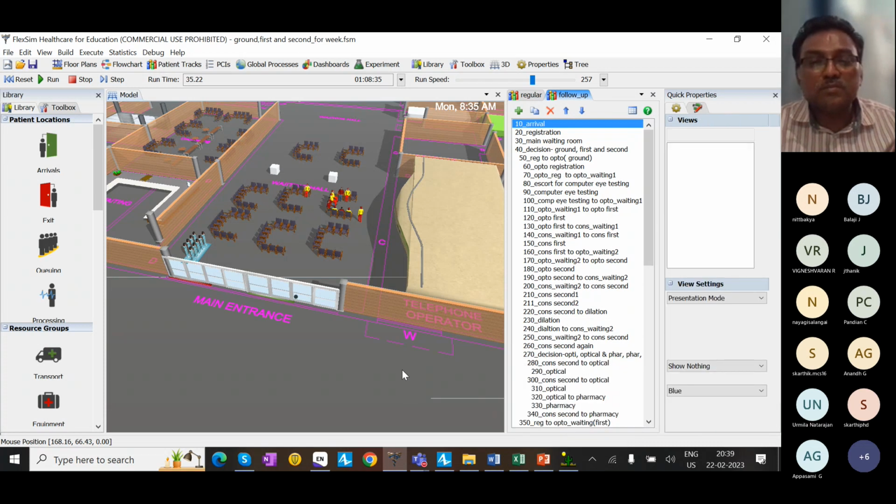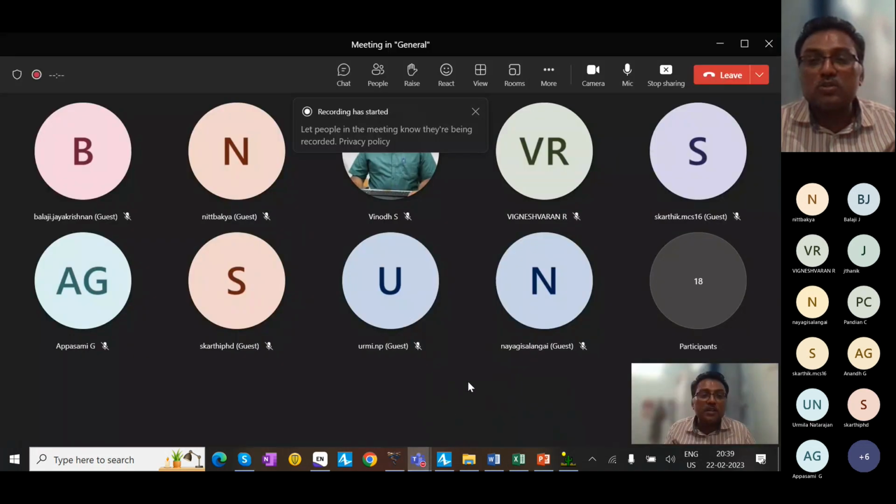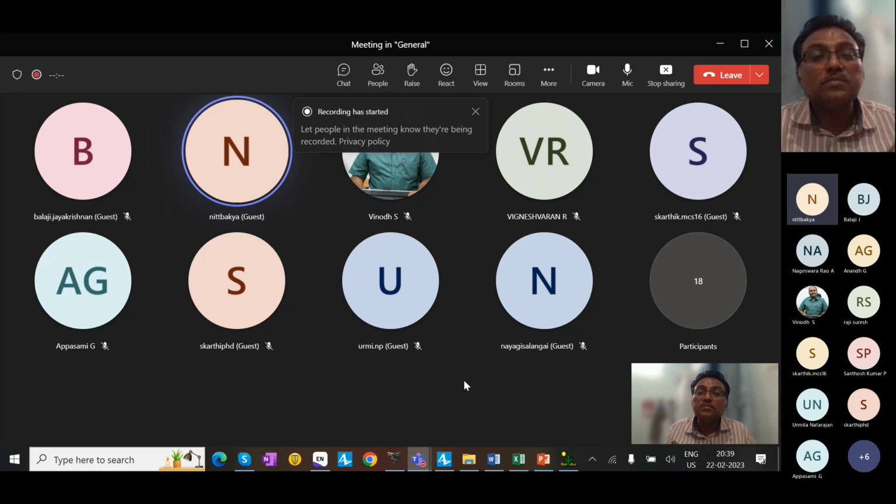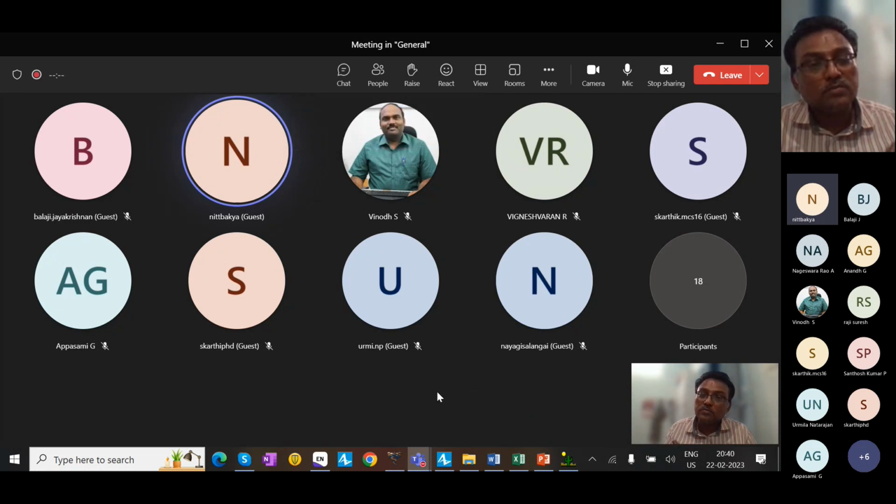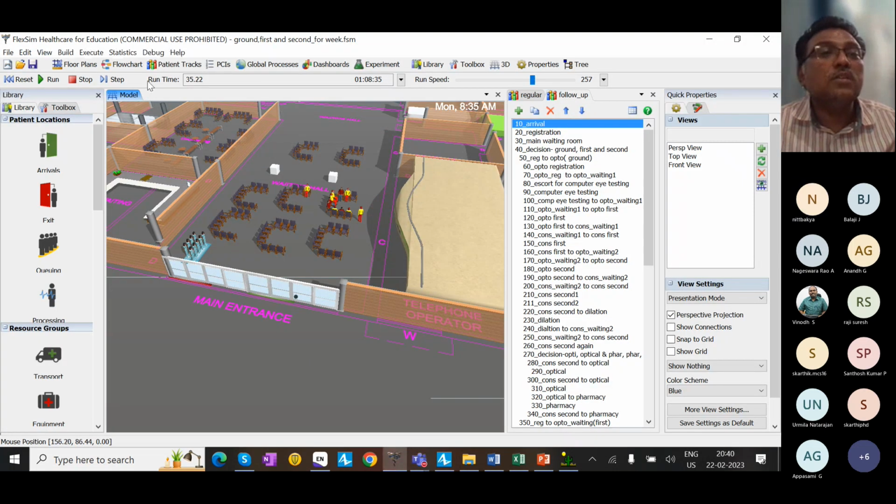Any other questions? Excuse me, sir. Apart from this statistical option, are there any built-in ML algorithms that have been developed with this software?